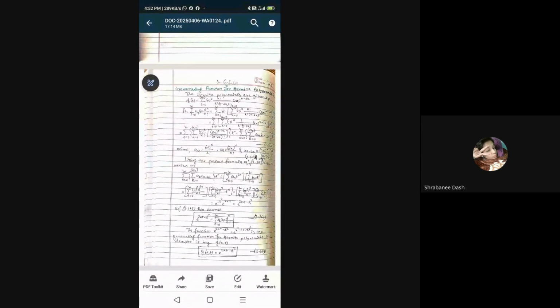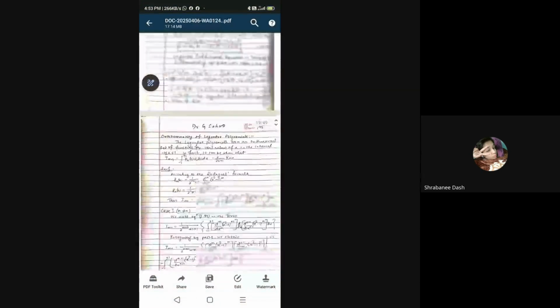And for the Hermite polynomial, you can see the generating function is g(x, t) = e^(2xt - t²), and it is an important expression. The proof is shown on the screen.